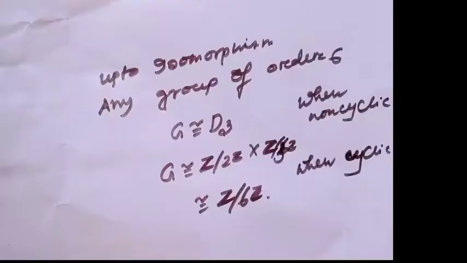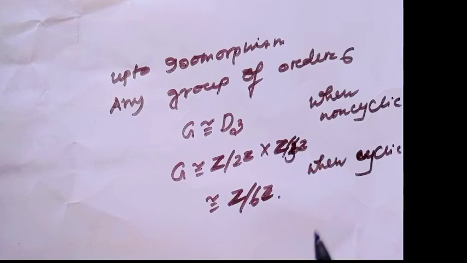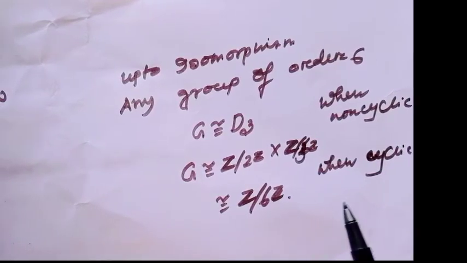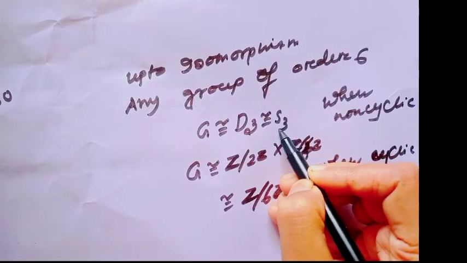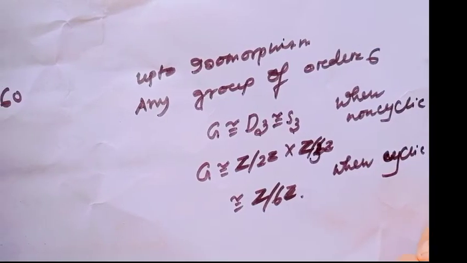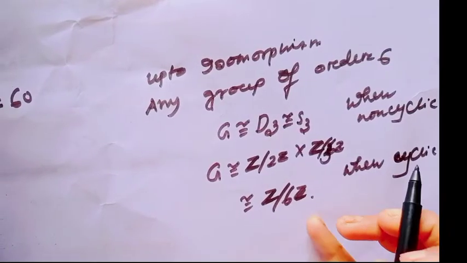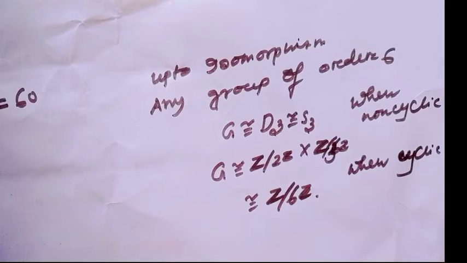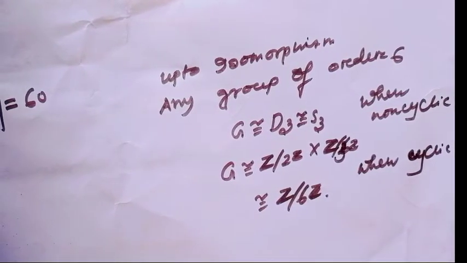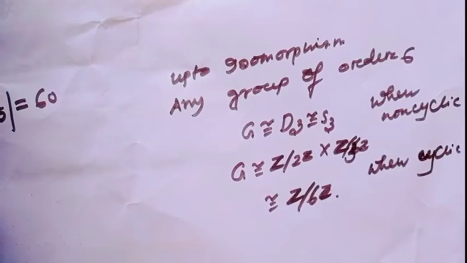Okay? Therefore, for any group of order 6, up to isomorphism, either G is isomorphic to the dihedral group D3, which is also isomorphic to S3, and this is possible when G is non-cyclic; or when G is cyclic, then G is isomorphic to Z mod 2Z direct product Z mod 3Z, which is similar to Z mod 6Z. That means up to isomorphism, for groups of order 6 there exist two groups, one cyclic and the other non-cyclic.